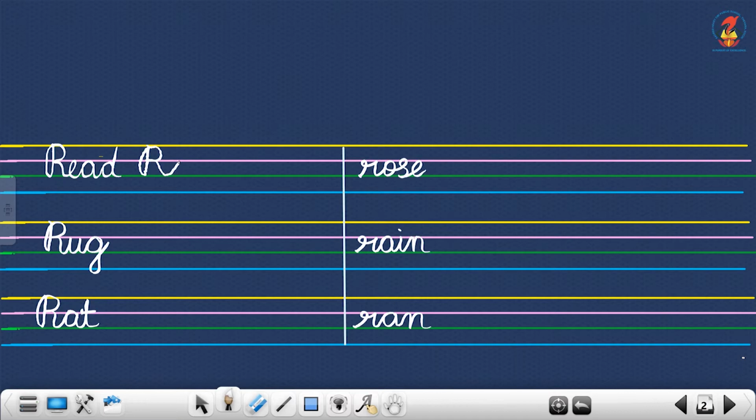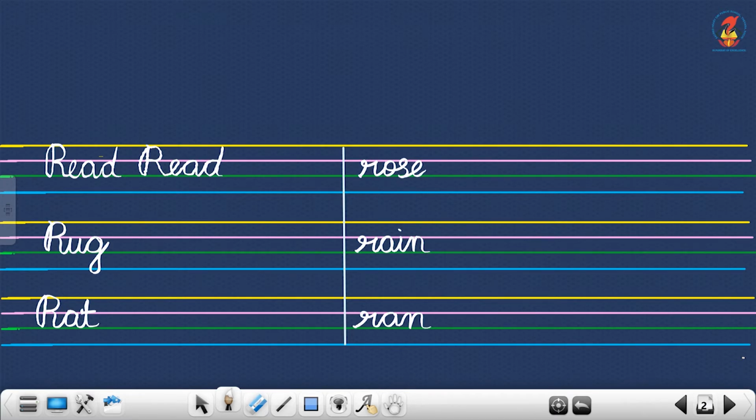Then write small letter E. R, E. Then A. Curve. Then touch at the first line. Come down to the third line to get letter A. Then next we can write letter D. Then go up to the first line. So how will you read this word? Read.